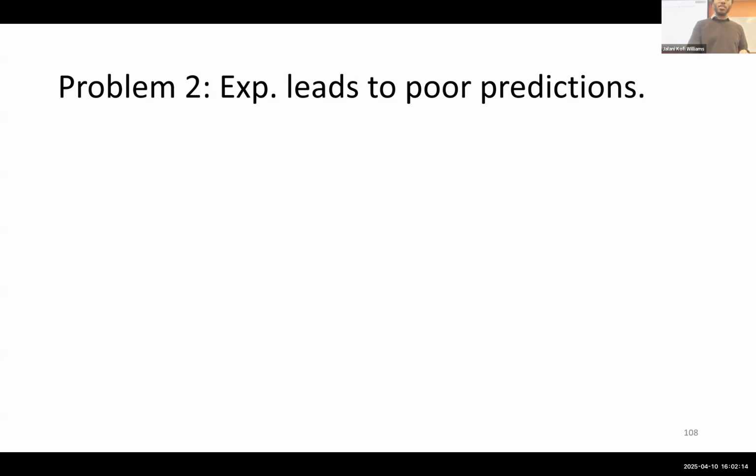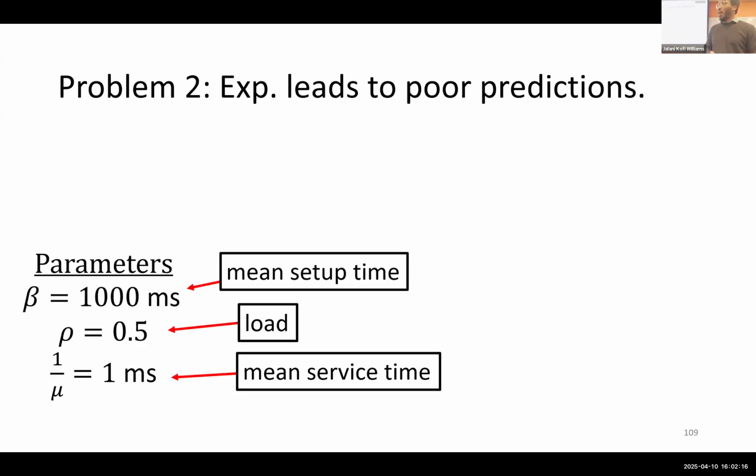I think the best way to illustrate this is by showing a plot, showing some simulation results. Throughout this plot, we're going to assume that the mean setup time is 1,000 milliseconds, or 1 second. The load is 50%, or 0.5, and you can think of this as the average fraction of servers that are busy. The mean service time, the average amount of time a job takes, is going to be 1 millisecond. So we're going to get this 1,000-fold difference that we were talking about before.